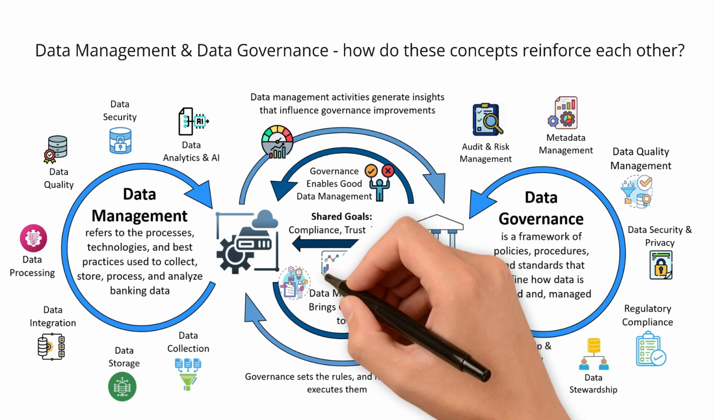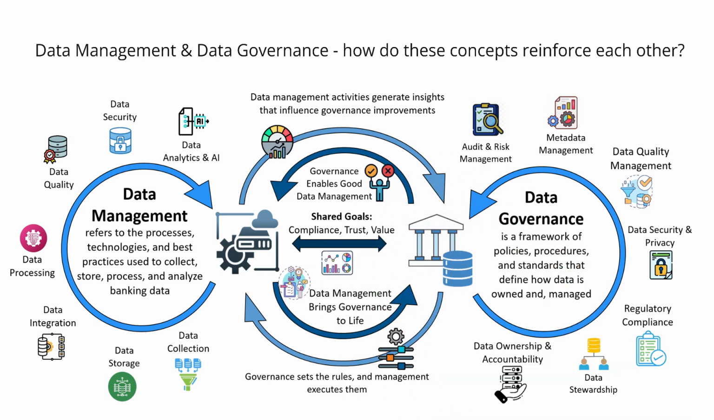What are the shared goals? Compliance, trust, and value. Both aim to reduce data risk with regards to fraud, non-compliance, or poor decisions. They build trust in reports, analytics, and AI, and they enable data-driven innovation and better customer experiences. To conclude, data management ensures banking data is efficiently processed and used, and data governance defines the policies that ensure this data is secure, high quality, and compliant. Together, they provide a strong foundation for secure, efficient, and data-driven banking.